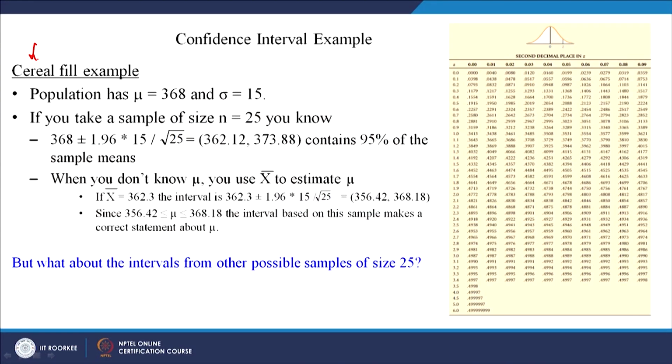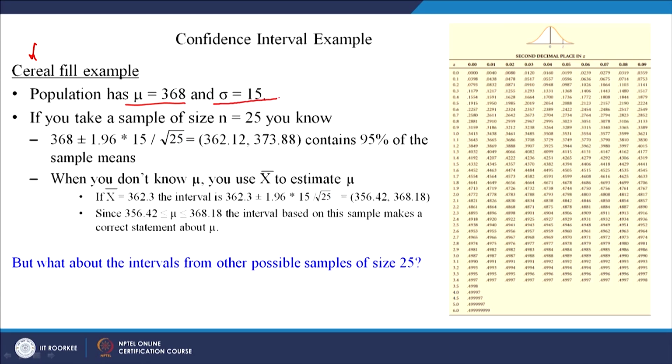Let us take an assembly line where cereal is being filled in a plastic pouch or container. We know from past data that the population mean weight is this, and the standard deviation of weight is 15. Now, if you take a sample of 25 units or 25 bags and come up with a 95% confidence interval, then the interval of the mean weight would be 362.12 to 373.88. And how to get this?